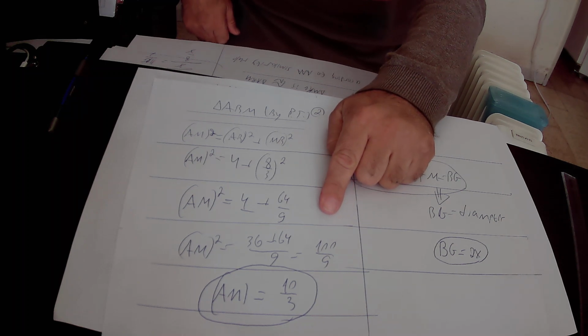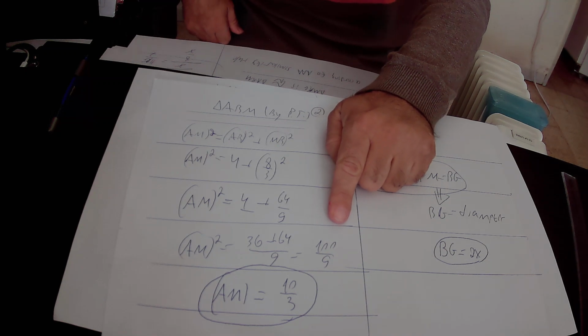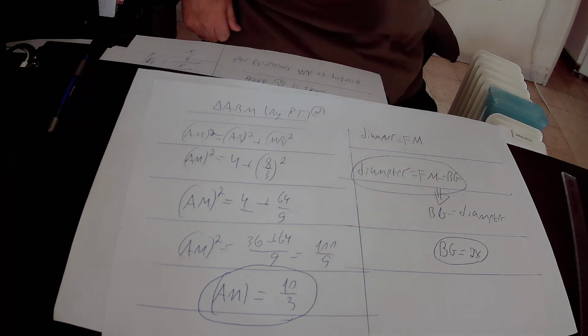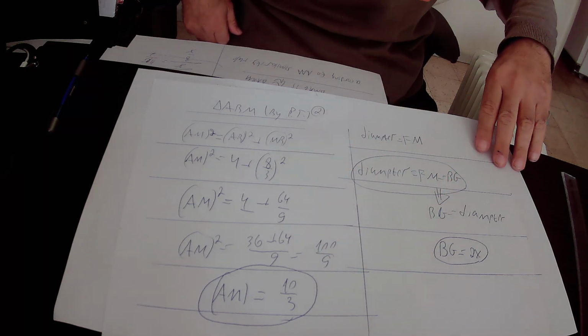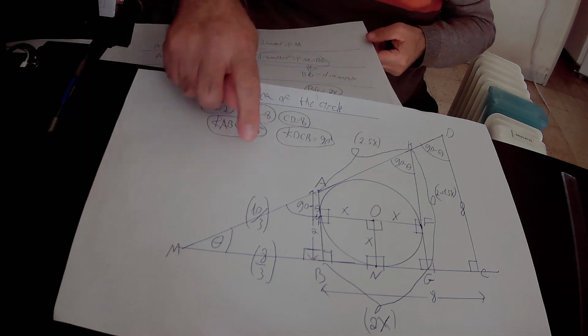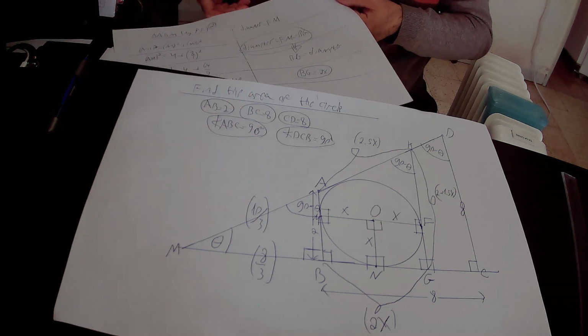We took the square root of this equation and found that AM equals the square root of 100 over 9. The square root of 100 is 10 and the square root of 9 is 3. So in total, AM equals 10 over 3 units. The hypotenuse AM here equals 10 over 3 units.